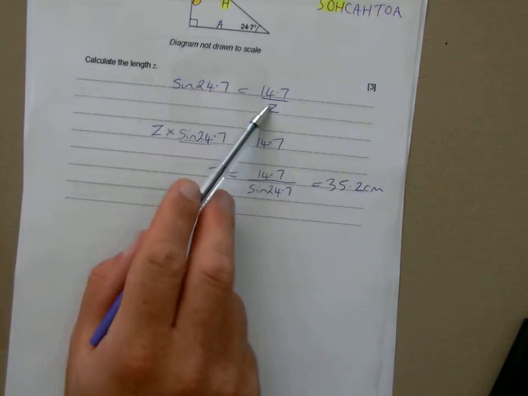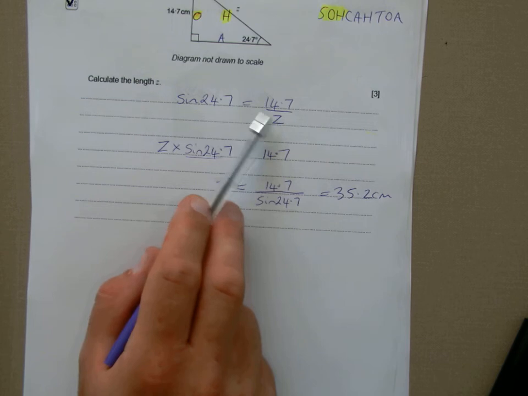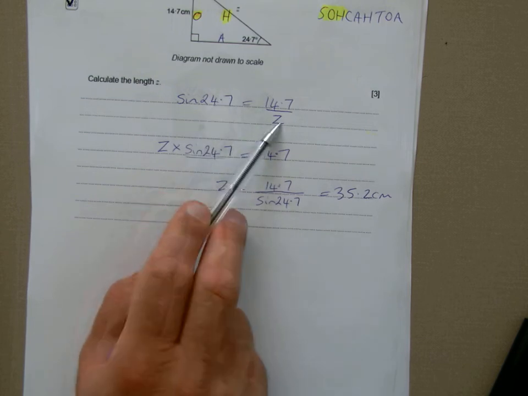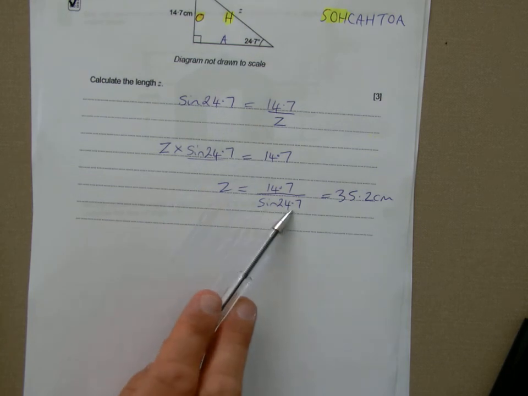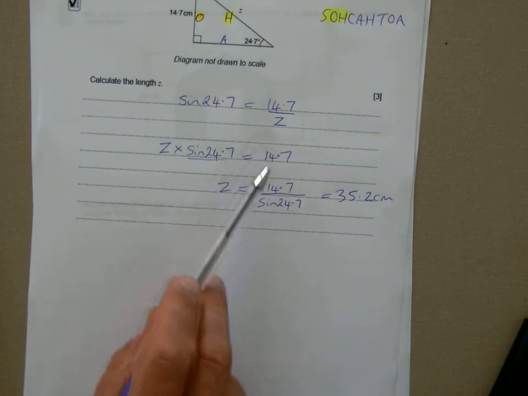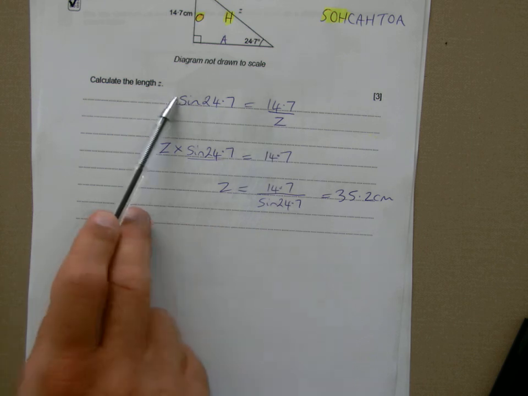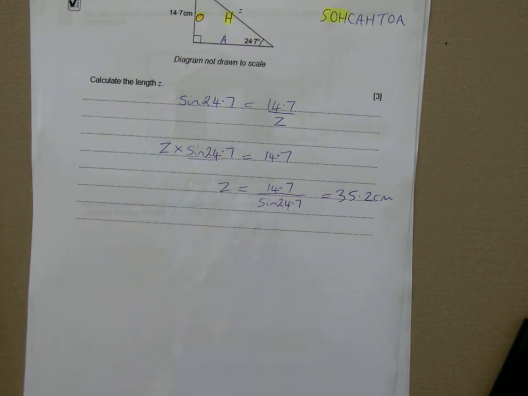Effectively though, when you want the letter that's on the bottom, what ends up happening is these just get swapped around. Notice here the z is there now, and sine 24.7 is here. But talking through the steps, you can see why. You take the z up first and multiply, and then take the sine down and divide.